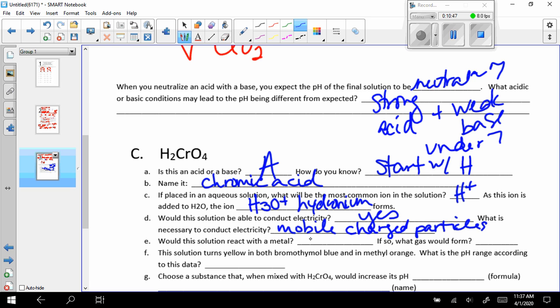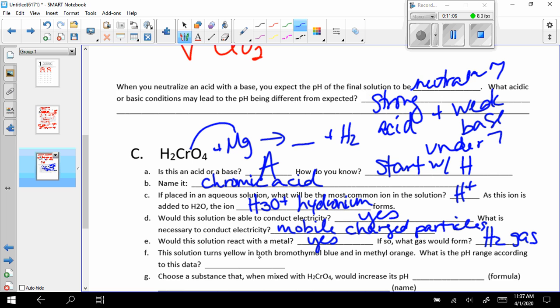Would it react with a metal? Yes, acids do react with metals, and when they do, the metal, so let's just show, like if I reacted this with Mg, the Mg would end up with this, so your other product would be H2, hydrogen gas.